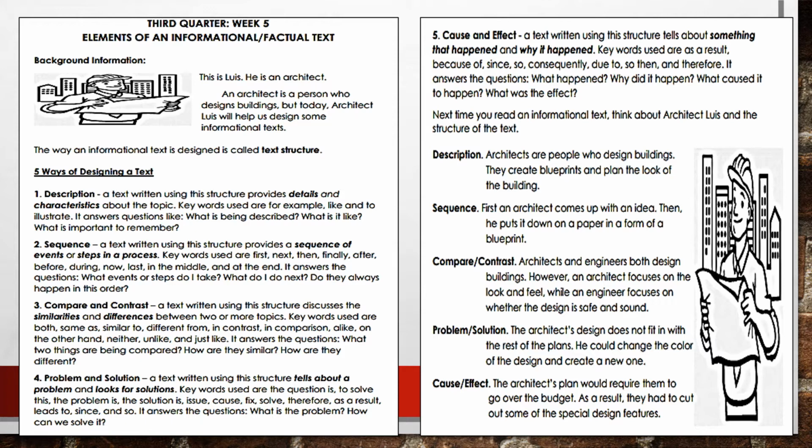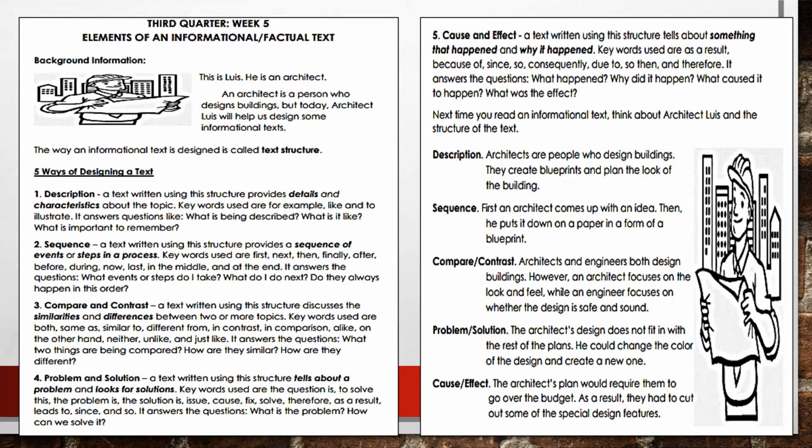So again, there are 5 ways in creating a text. First is description. Architects are people who design buildings. They create blueprints and plan the look of the building. So when you're saying description, you are mainly describing. Sequence. First, an architect comes up with an idea, then he puts it down on paper in the form of a blueprint. So when we say sequence, it has a step, it has a process.